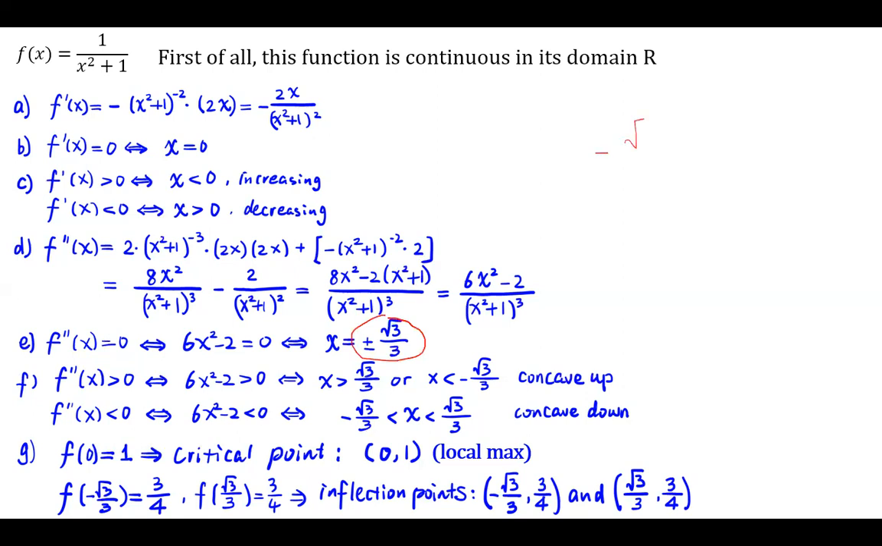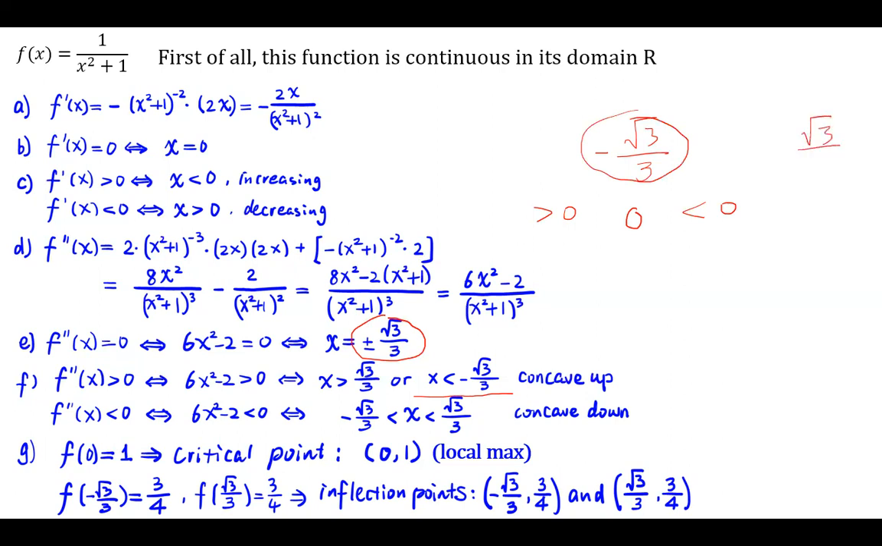So let's consider the first point, negative square root of 3 over 3. At this point, the second derivative is 0. Before that point, which is here, the second derivative is greater than 0. And after that, the second derivative is less than 0. Therefore, this point is a point of inflection.